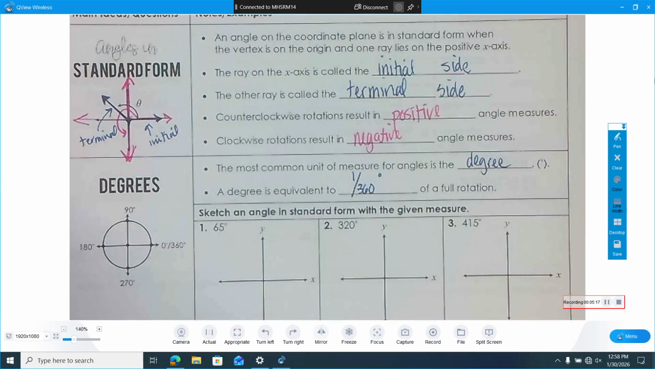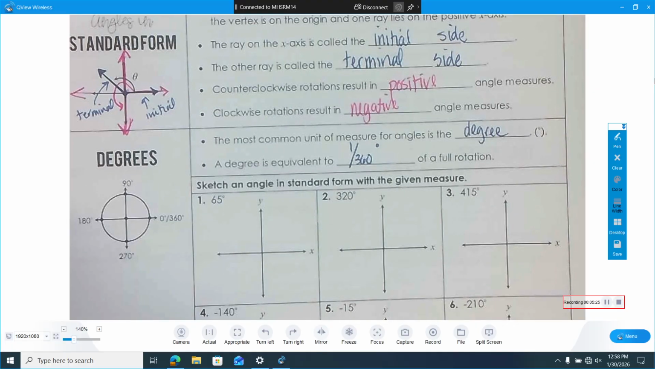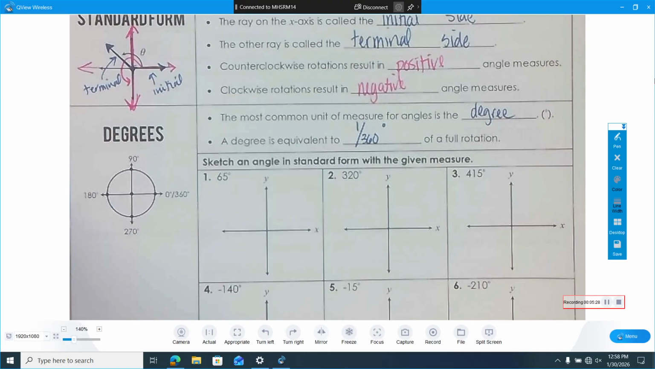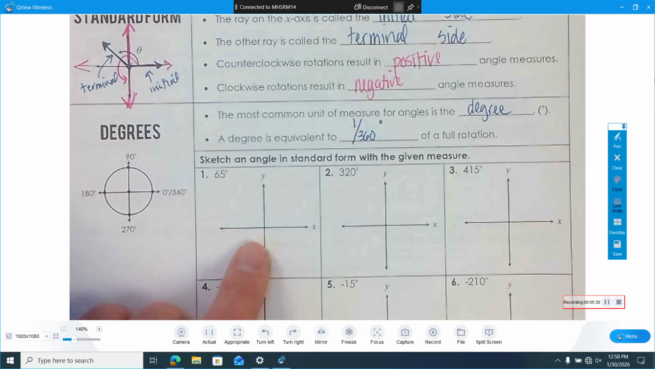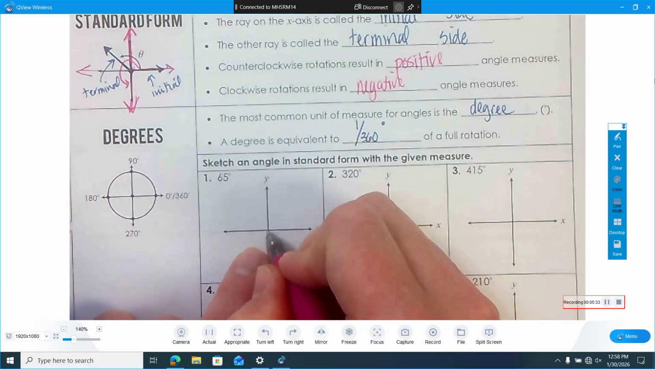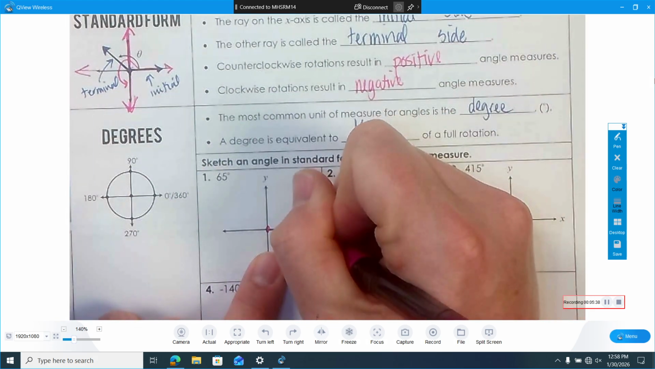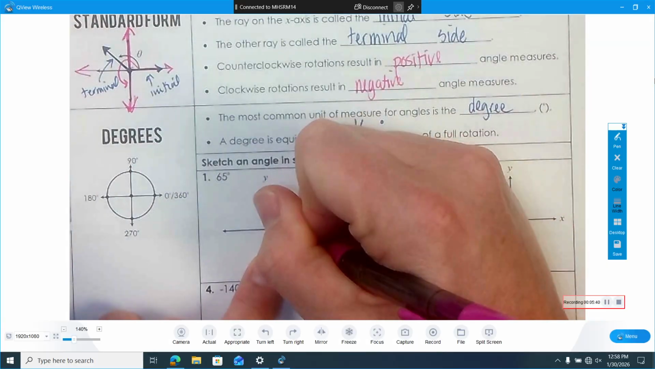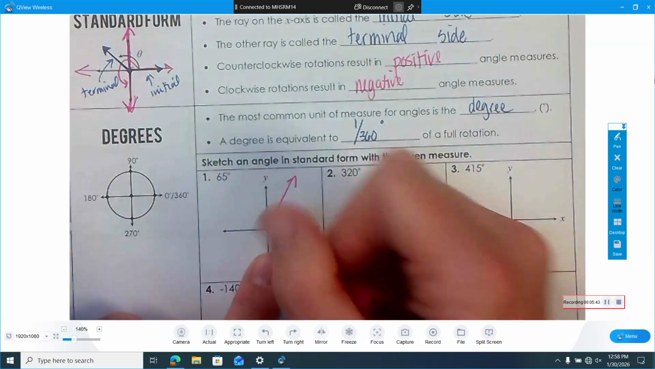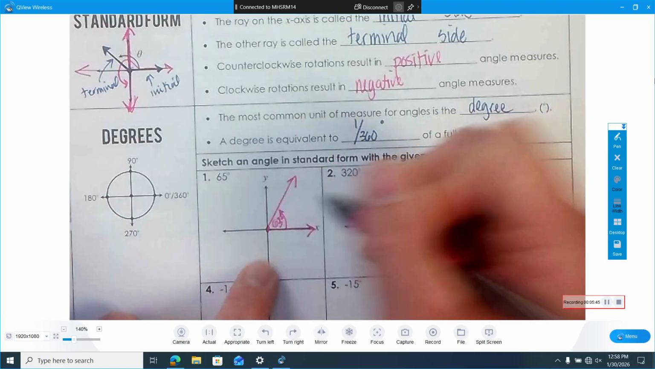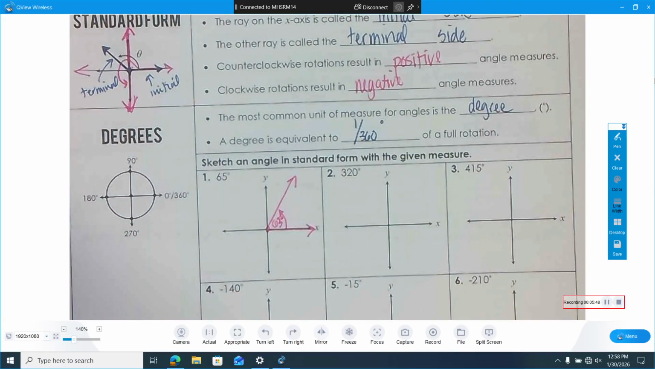It's 1/360th of a rotation, which is great and all, but we want to sketch some angles in standard position given the measure. So 65 degrees in standard position. I'm going to start with my angle, my initial side here on the positive x-axis, and I'm going to sweep open my angle here and draw my terminal side. So right here is about 65 degrees. Did you draw your angle in standard position? Okay. So 320 degrees. Where's that going to land?